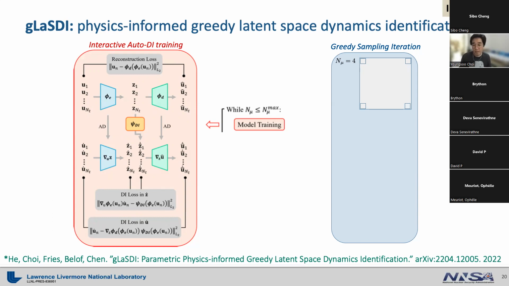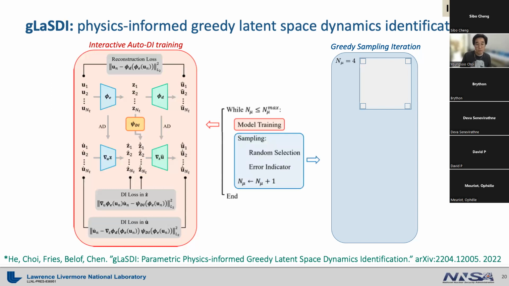The second and the third loss terms are related to the latent space dynamics regression terms. We go through several epochs, say, for example, 2000 epochs, to minimize these loss terms simultaneously with the current training data. Then we go back to sampling, where we apply random validation points. At each validation point, we compute the physics-informed error indicator.